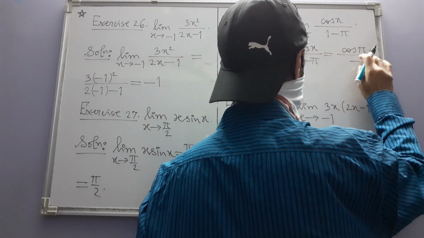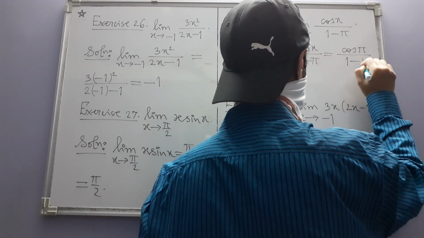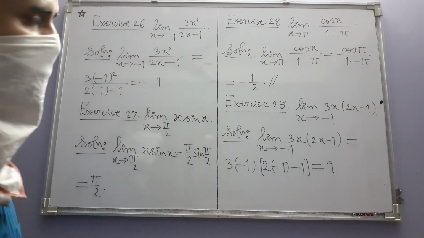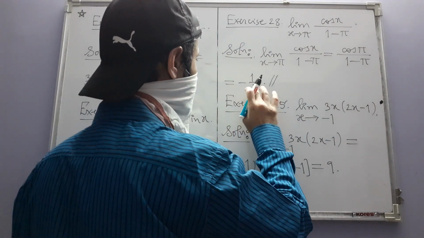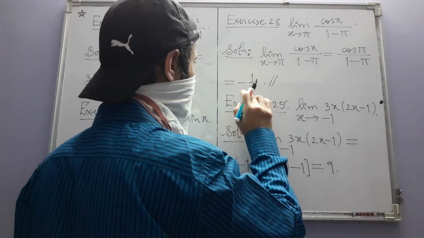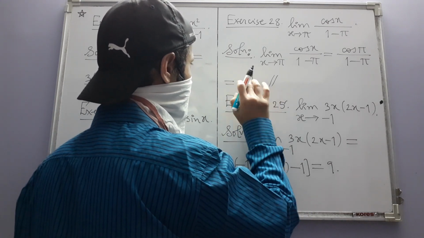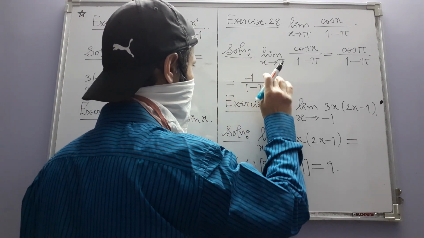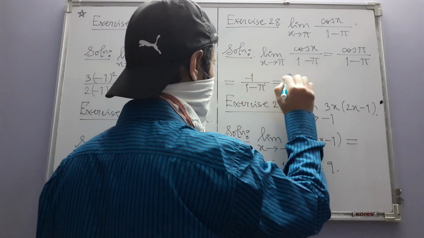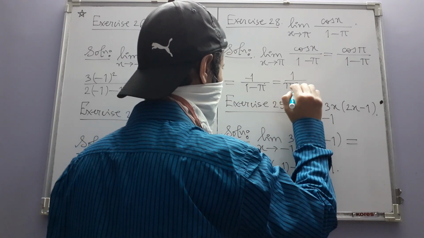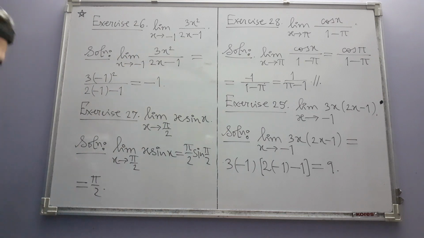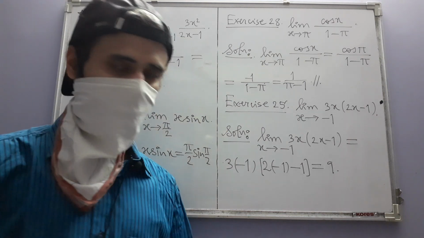Cos pi over 1 minus pi. Cos pi radian is -1. So that means -1 over 1 minus pi, which is 1 over pi minus 1. Okay.